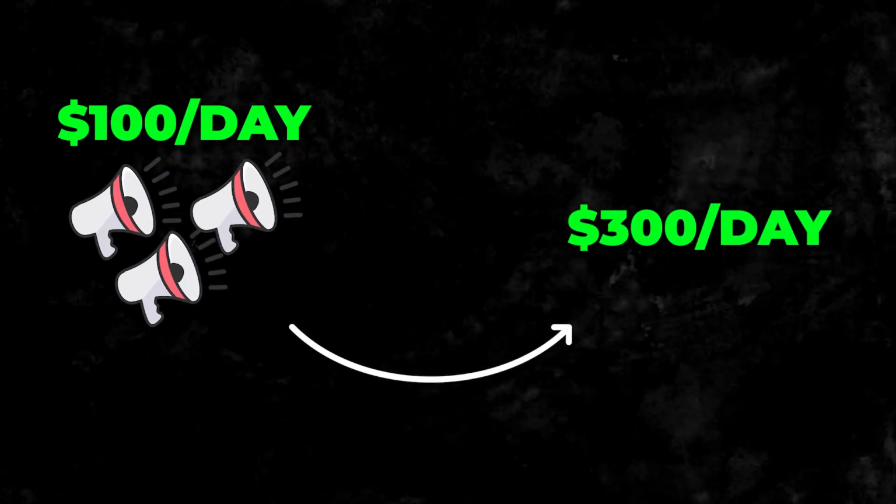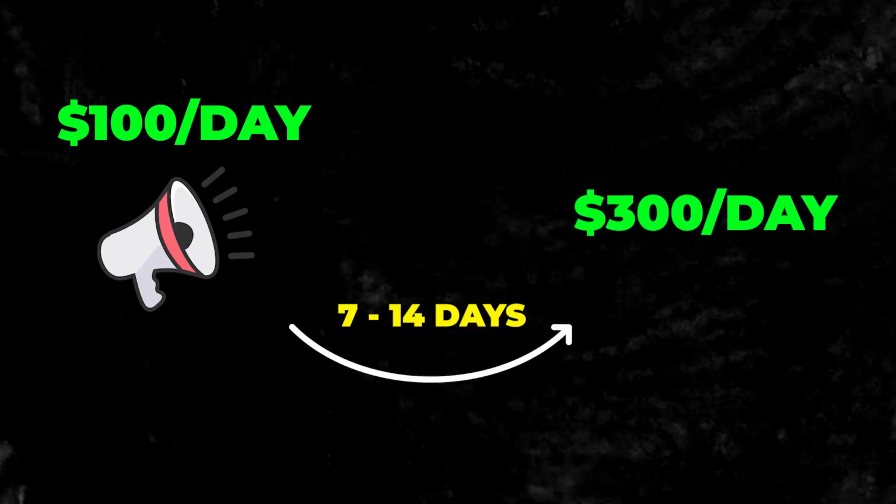So you have 3 campaigns at $100 a day. You're at $300 a day. Compared to if you just have 1 campaign, you're at $100 a day. It takes you around 7 to 14 days to get to $300 a day in ad spend. Whereas if you're horizontally diversified across multiple campaigns and those campaigns are at $100 a day, that's how you increase your ad spend, by expanding horizontally.